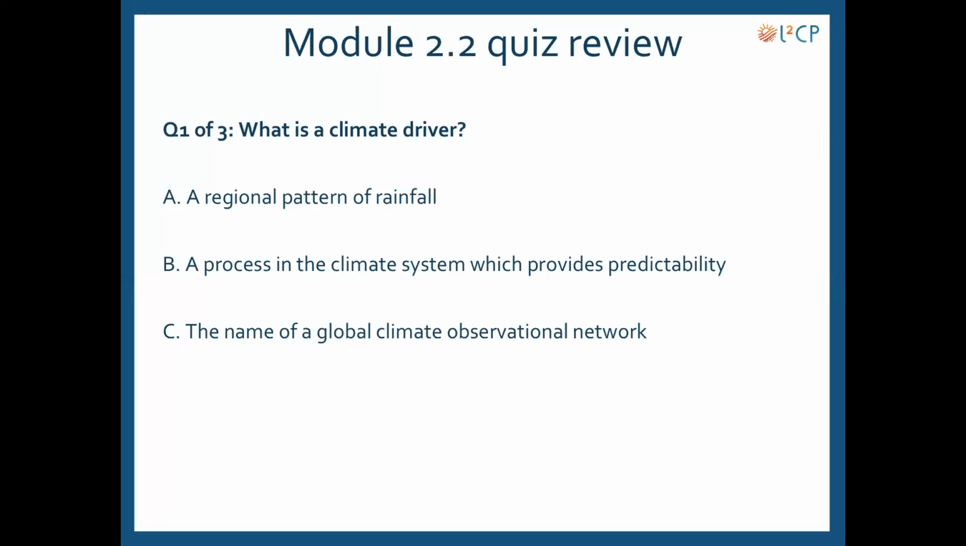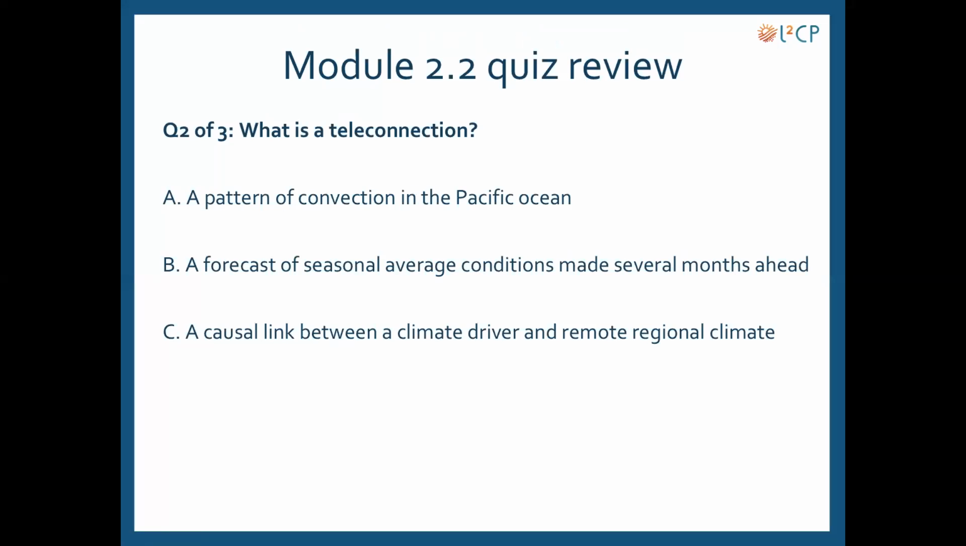The question is, what is a climate driver? Is it A, a regional pattern of rainfall, B, a process in the climate system which provides predictability, or C, the name of a global climate observational network? That's question 1. I see there's already some answers coming in. So question 2, what is a teleconnection? Is it A, a pattern of convection in the Pacific Ocean? B, a forecast of seasonal average conditions made several months ahead? Or C, a causal link between a climate driver and remote regional climate?